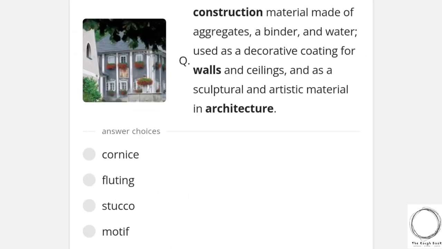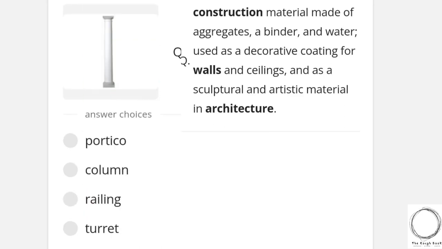Moving on to the next question, that is, construction material made of aggregates, a binder and water used as a decorative coating for walls and ceiling and as a sculptural and artistic material in architecture. And the options are cornice, fluting, stucco and motif. So looking at the image above and the description, the right answer is stucco.